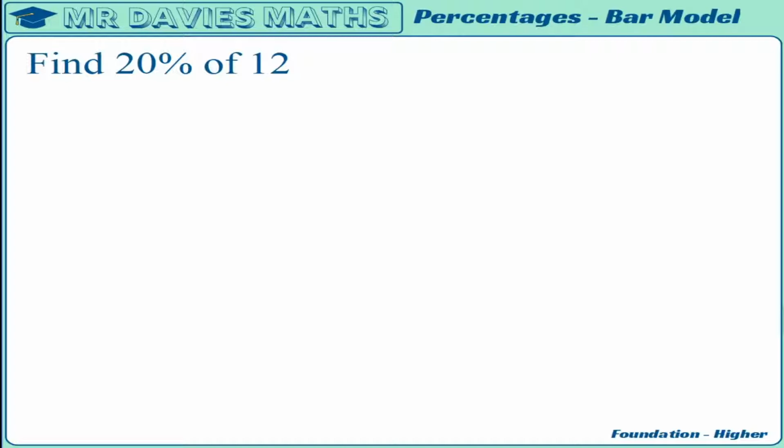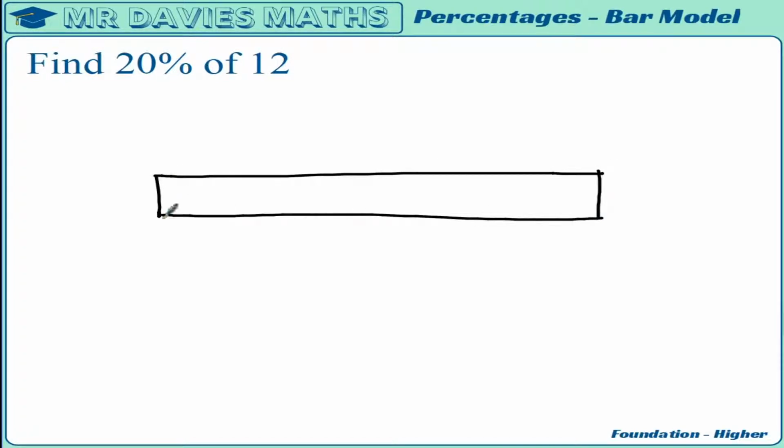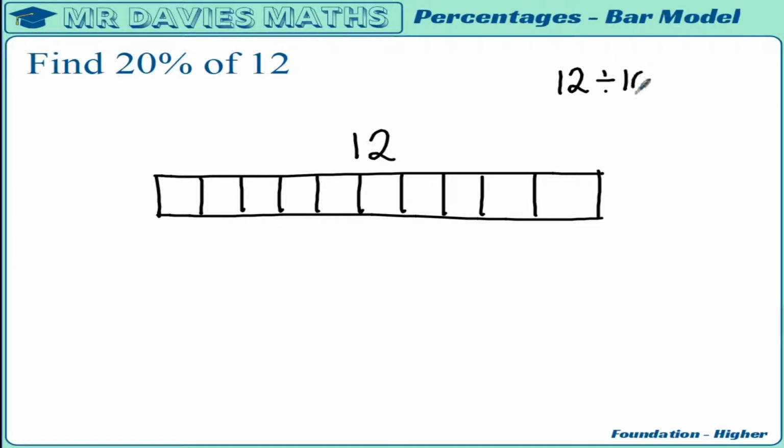20% of 12. Okay, so I've got my 10 boxes. Remember, I'm doing 9 lines, I actually end up with 10 parts. This time 12 is my total. So 12 shared into the 10 boxes. Hopefully you understand what's going on now, but 12 divided into 10 boxes is actually 1.2.